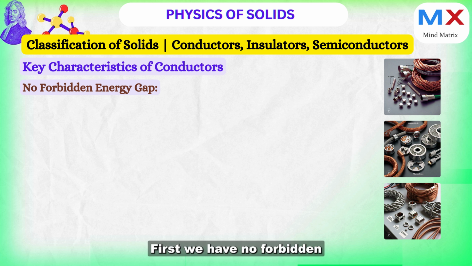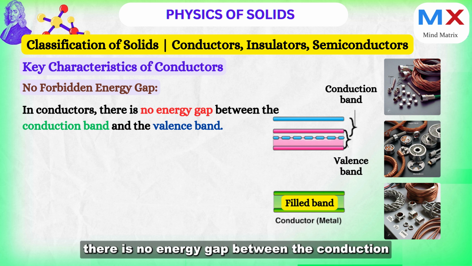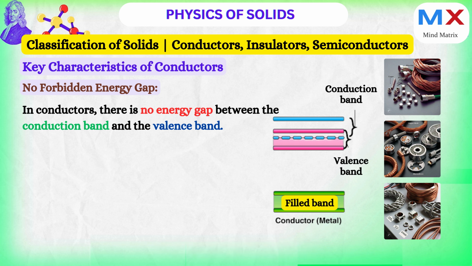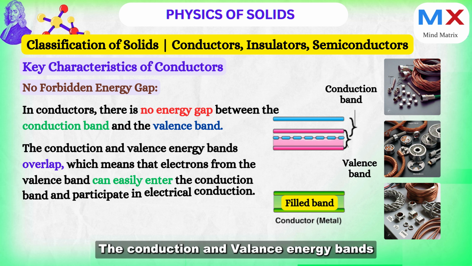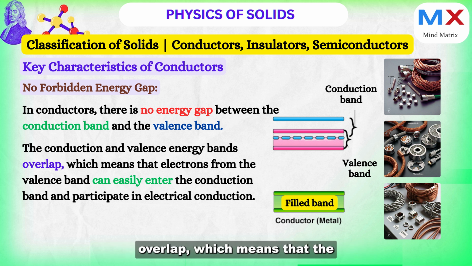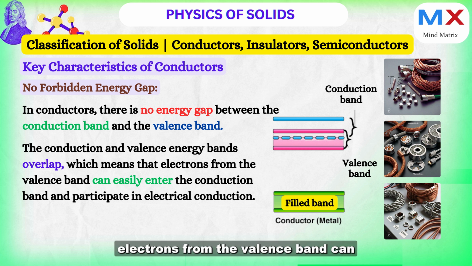First, we have no forbidden energy gap. In conductors, there is no energy gap between the conduction band and valence band. The conduction and valence energy bands overlap, which means that the electrons from the valence band can easily enter the conduction band and participate in electrical conduction.